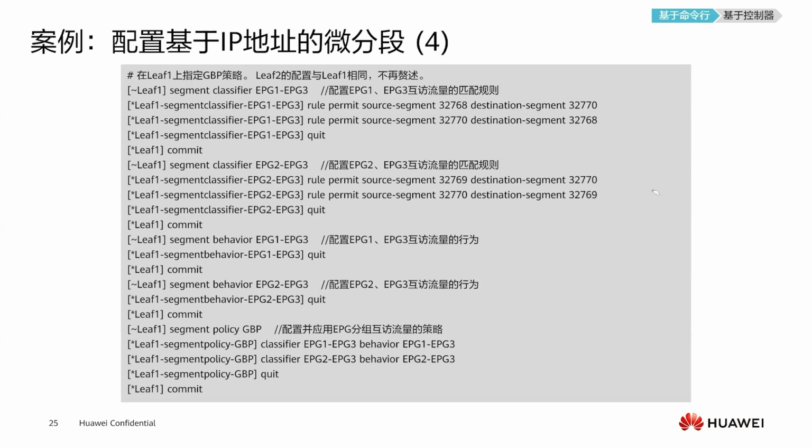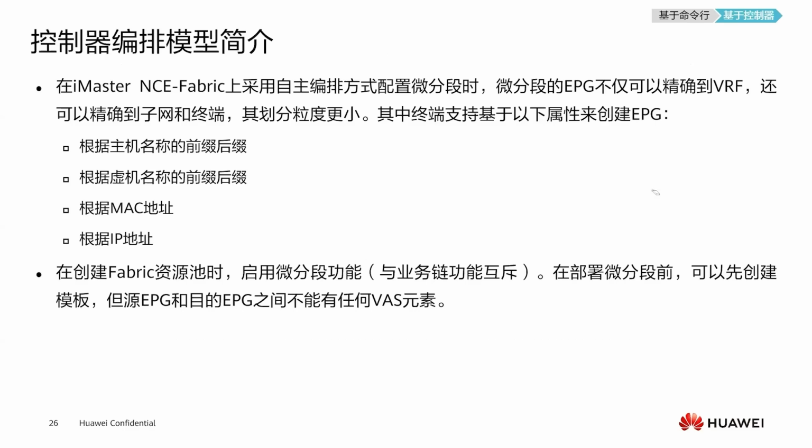Okay, let's take a look at adding our EPG groups next. Specifically on leaf 1, grouping VM1 and VM2 together. Remember, it has a number. Okay, let's look at what comes next. Adding our EPG group, specifically on leaf 1, adding VM1 and VM2 to one group. Remember, it has a number. The following steps are similar on our leaf 1.